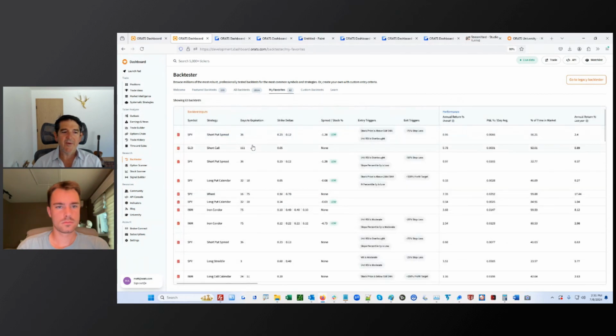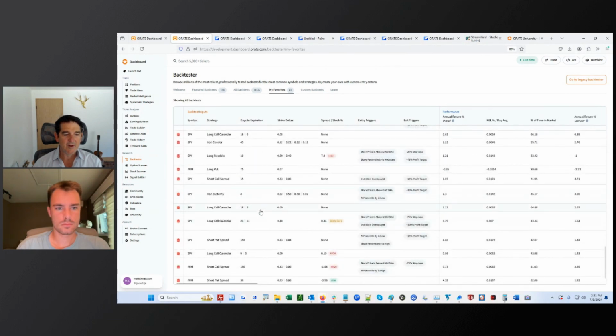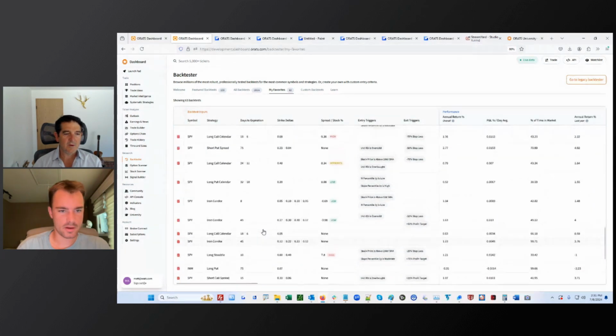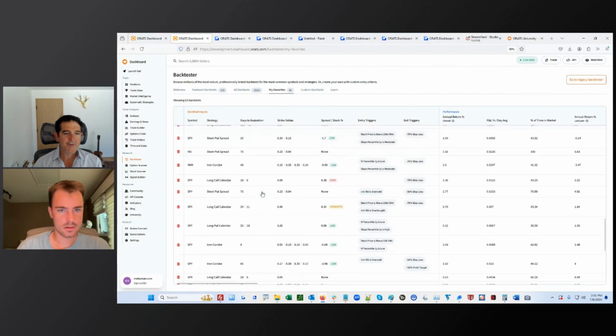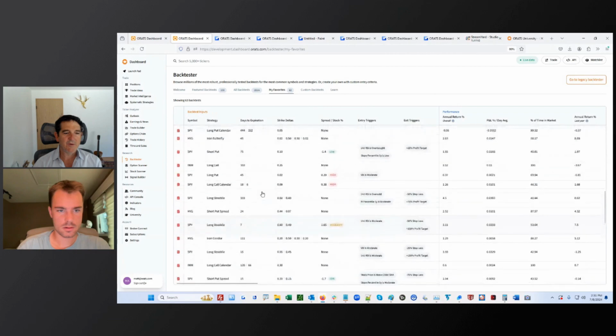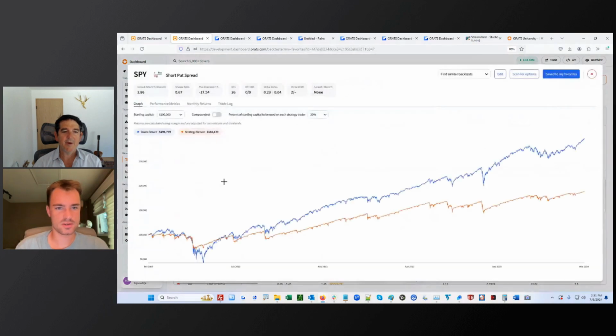So again, if we go to my favorites, the short, where does it go? Sometimes these are a little bit tough to find. I think it's at the very bottom there. No, that's IW. So what was a short put spread? Of course, I have a lot. Oh, there it is. This one? Yeah. No entry triggers, no exit triggers. Right. Yeah, there it is.